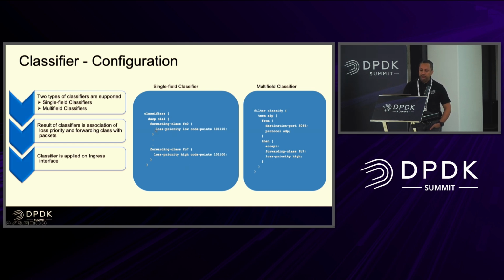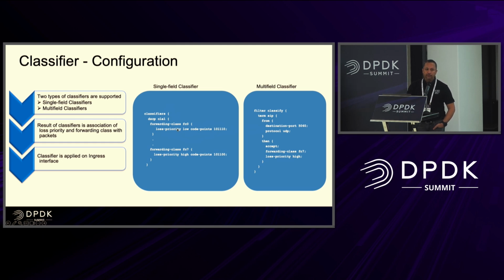You'll notice here there are two types of classifier, a single field classifier and a multi-field classifier. In the single field classifier, we have a loss priority and the code point mapping. In the packet, the code point is the first 6 bits, the DSCP bits. It's also referred to as a code point. So we match the packet, we assign the loss priority based on the configuration from the router, and this defines the forwarding class. Now we have a classification of the packet.